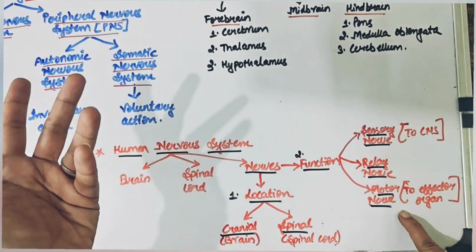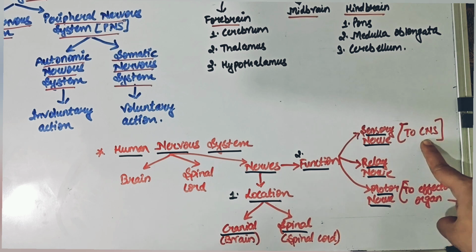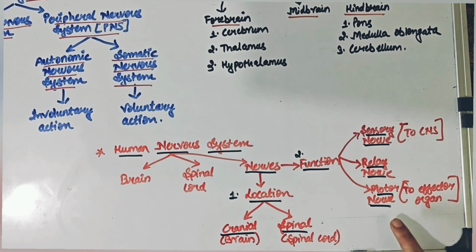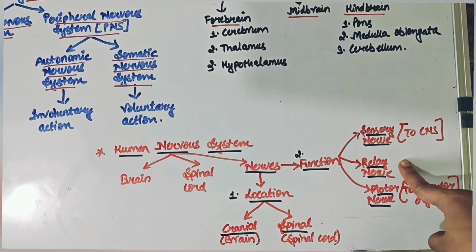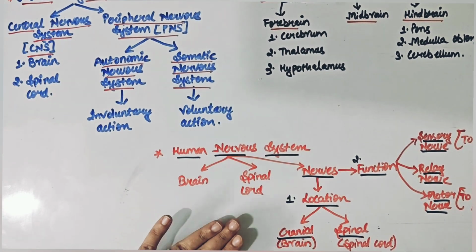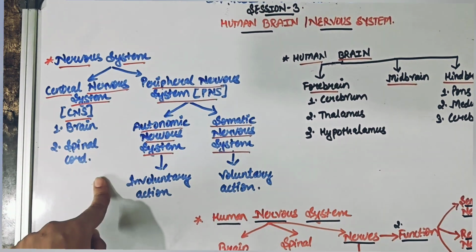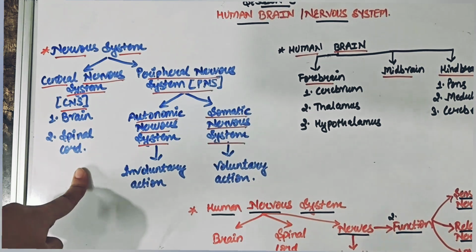It is exactly the same as we have seen in the case of neurons. The nerves can be sensory nerves, and the function is also the same: these are the ones which send the message to the central nervous system. Then we have motor nerves, which send the message to the different effector organs of our body. And then we have relay nerves, and we know that these are the connecting link between the sensory nerves and the motor nerves. So I hope with this flowchart we are clear about the different parts and components of the human nervous system.